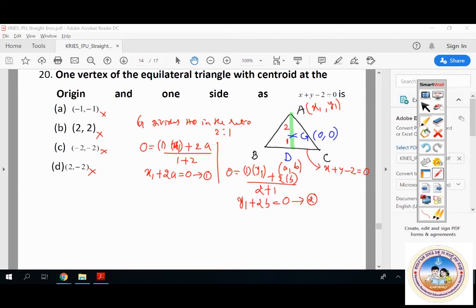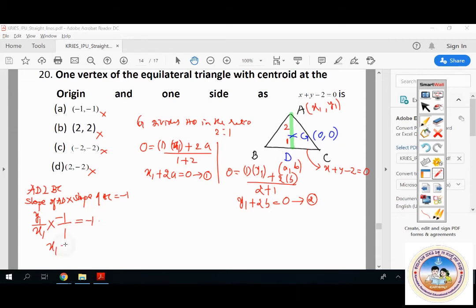Now you know AD is perpendicular to BC. So AD is perpendicular to BC there. Obviously slope of AD into slope of BC is equal to -1 ಬರುತ್ತೆ. AD slope ತಗೊಂಡ್ರೆ (y1 - 0) divided by (x1 - 0), that is y1/x1, into slope of BC ನೀವು ಬರೆದಾಗ ಜನರಲ್ ಲೈನ್, minus coefficient of x by coefficient of y, is equal to -1.